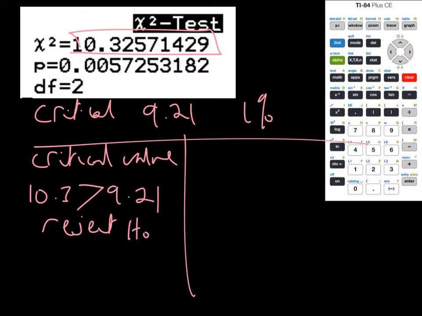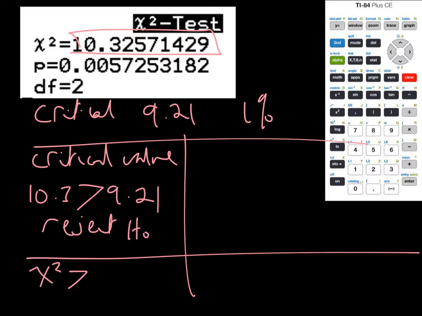the null hypothesis. So if we just generalize this, wherever the chi-squared value is greater than the critical value, we reject H naught. The alternative, rather than using the critical value, we could use the p-value.